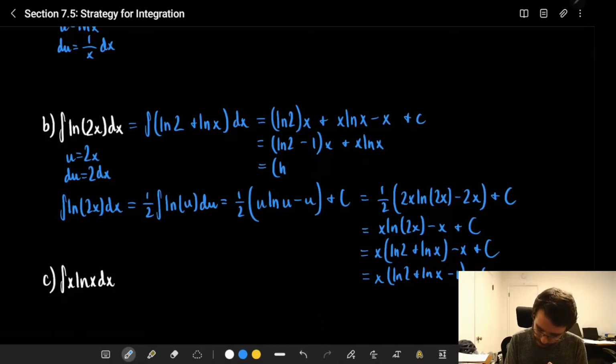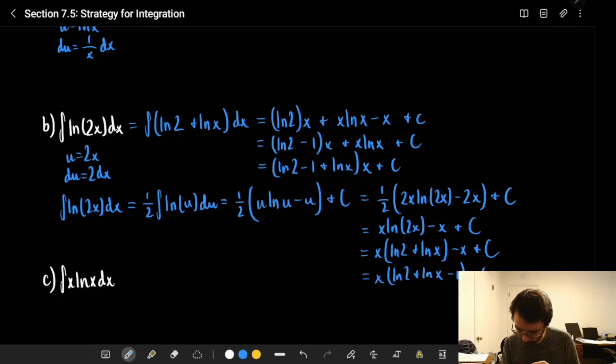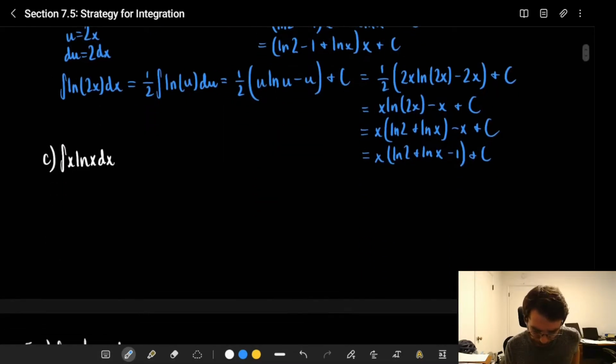This is, factor the x out of this as well. Log 2, I say log when I mean natural log, plus, or sorry, plus ln x. And keep the x out there. Yeah, so those work out to be the same. Written slightly differently, but there you go. Logs always end up looking different when you integrate something with a log, but you can work it out to make it look the same.